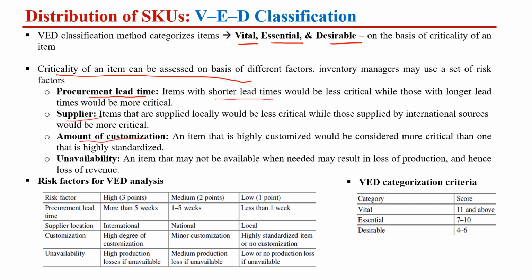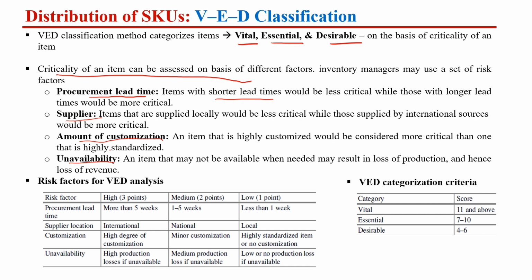Similarly, how customized is the product, whether it's a standardized product or a customized product. If the product is customized, it is considered more critical, but if it is standardized, it would be considered less critical. Then there is the availability of the product. It may be that a particular product is not available on time, leading to loss of production that may create a loss of revenue. If there is a high chance of unavailability, then it would be the more critical one.